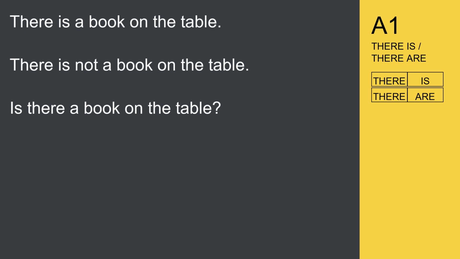There is a book on the table. There is not a book on the table. Is there a book on the table?